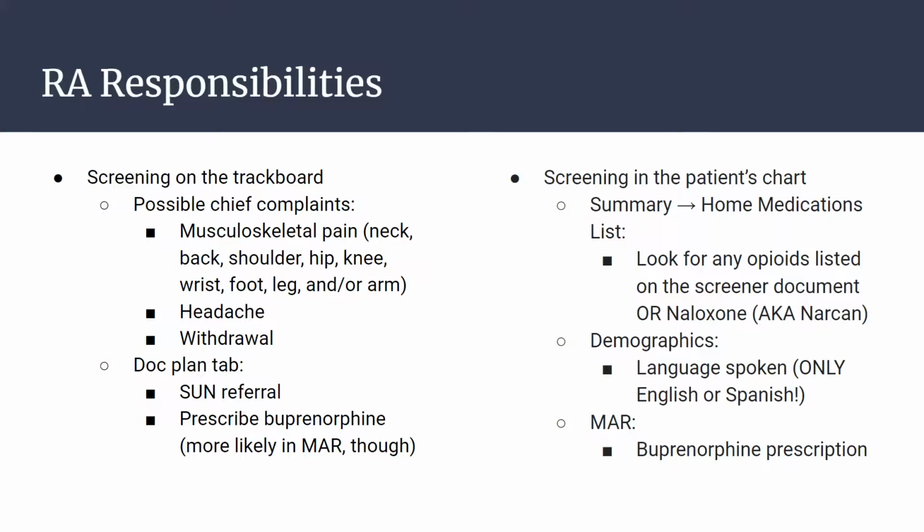As for screening in the patient's chart, once you click in, if you want to check out the patient's home medications list, you're going to go to the summary page, and that list should be right there. And you are going to look for any opioids listed on the screener document in Canvas or naloxone. This might also be referred to as Narcan. As for demographics, this is where we figure out what language the patient speaks. So again, you're going to click into demographics, and if they speak any language other than English or Spanish, we immediately exclude them. And then lastly, we're going to check the MAR, medication administration record, to see if they've been prescribed buprenorphine during their current visit.